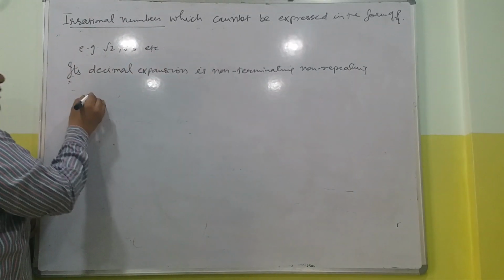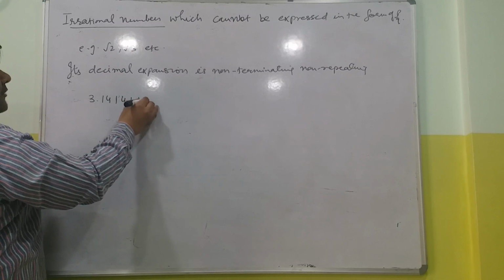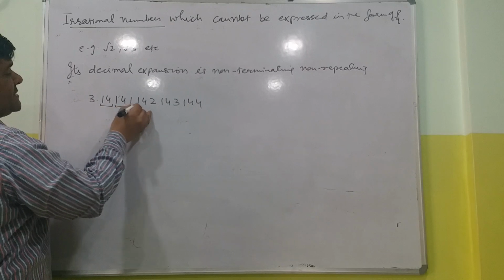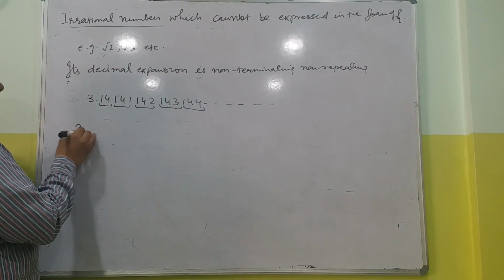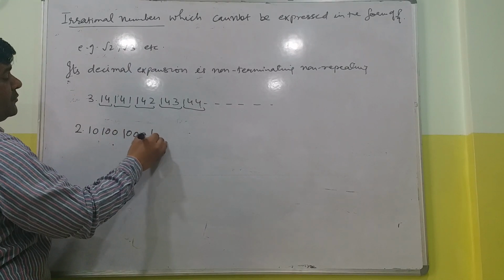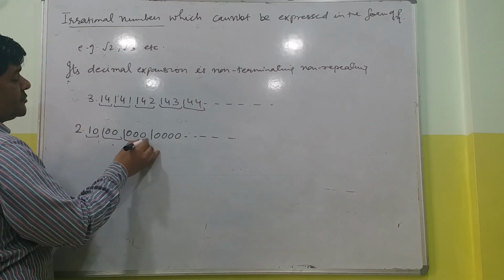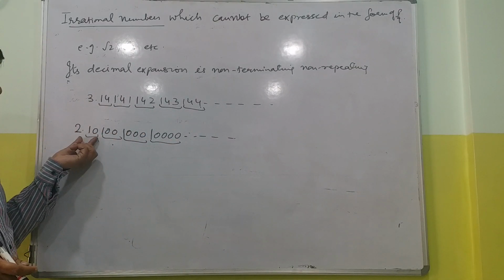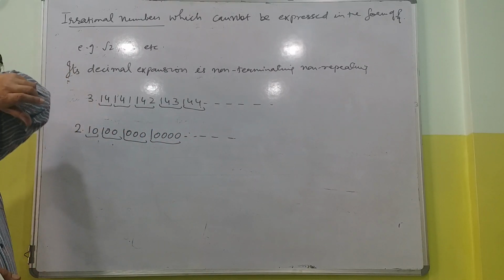So its decimal is, for example, 3.14, 141, 142, 143, 144. See, it is not repeating itself. It is not repeating itself, and so on. Or you can say 2.10, 100, 1000, 10000, with increasing zeros, and so on. Again, it is not repeating. So such a decimal expansion, where it is non-terminating, not ending, and not repeating, is called an irrational number.